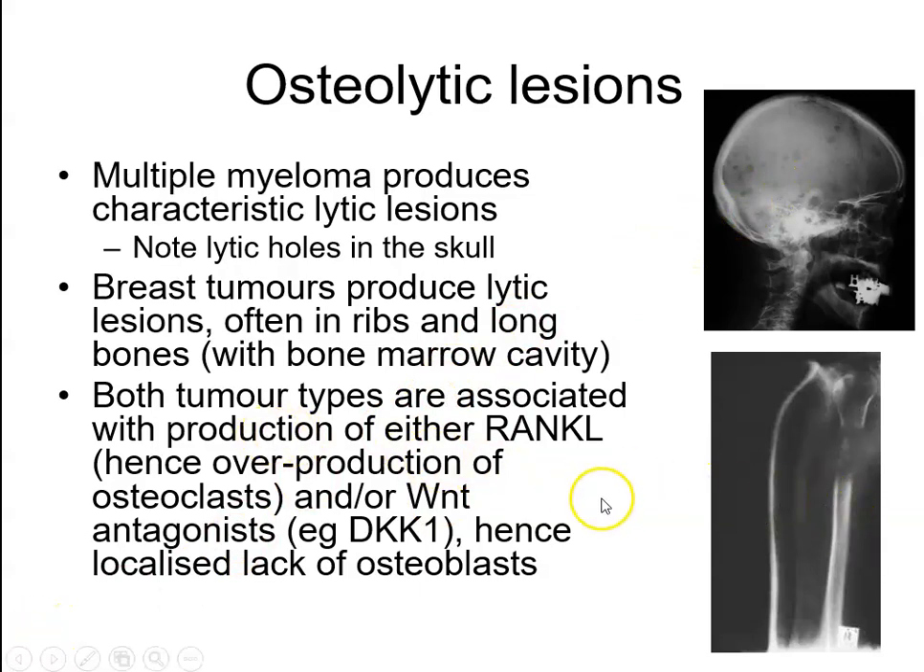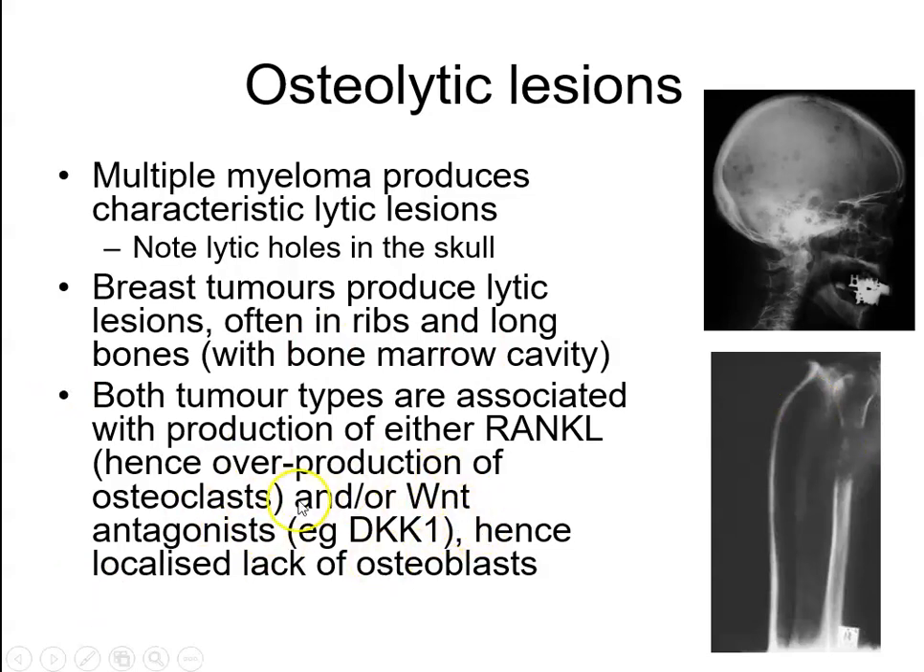Similarly, with breast cancer metastasis to the bone marrow, you get an osteolytic lesion. So here's a tumour where it looks like this entire bone, which is a fibula, I think, has almost completely eroded away because the cancer's grown within the bone marrow cavity. We've got near complete bone loss. That bone's compromised and will fracture. And again, we've found that lots of breast cancers overexpress DKK1.